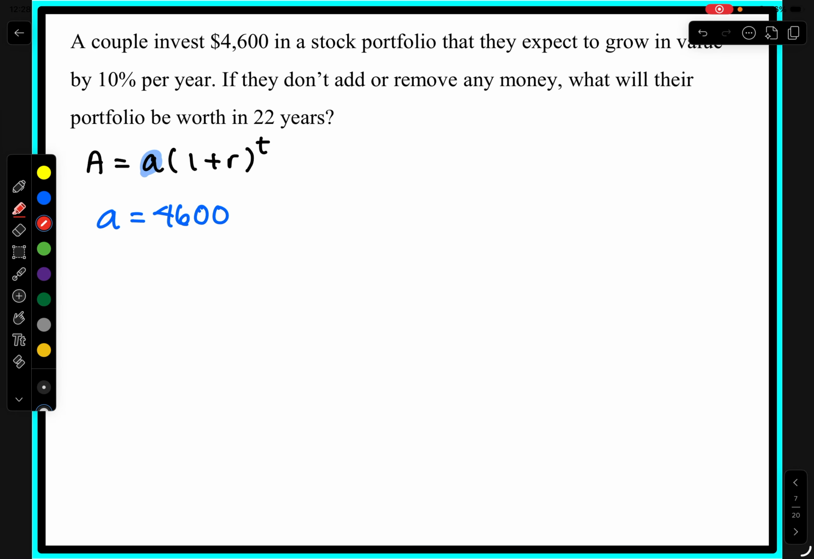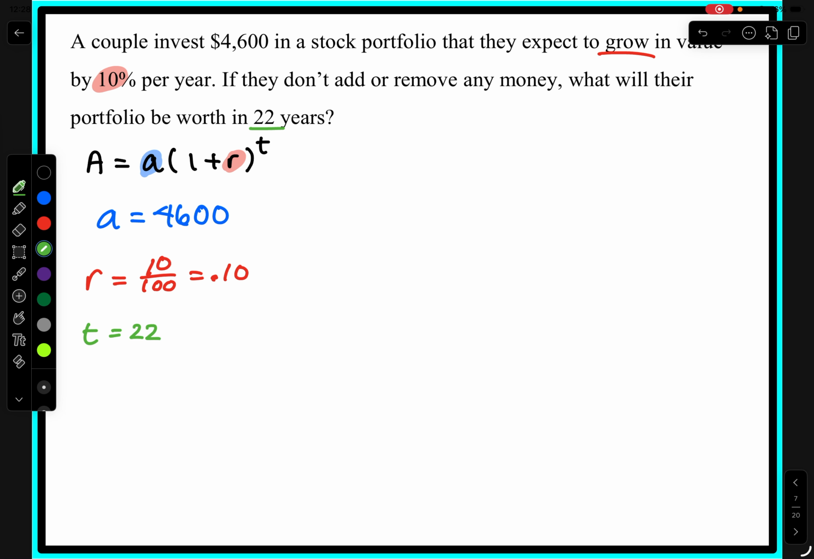We now need to figure out the value of R, which again is our interest or our growing rate, which is 10%. And because it's growing, that's going to be a positive 10 out of 100, which is 0.10. And the time is going to be in years, so t equals 22.